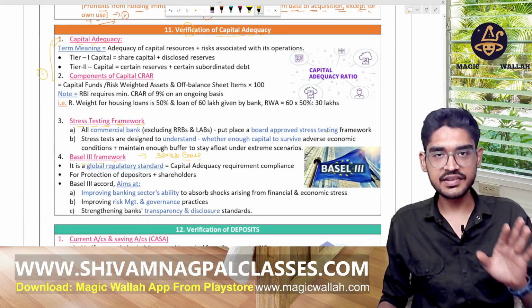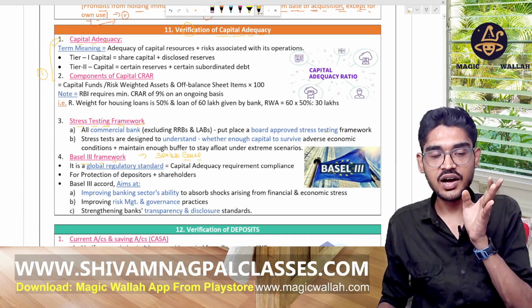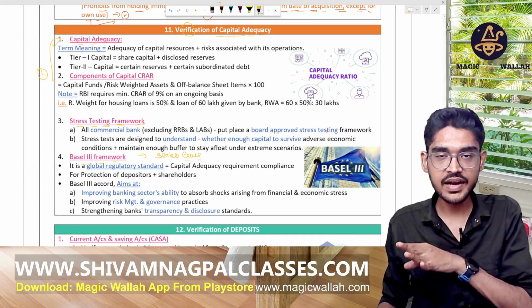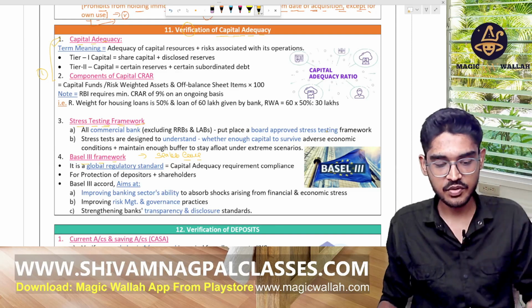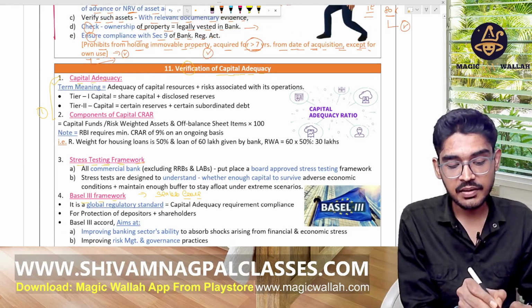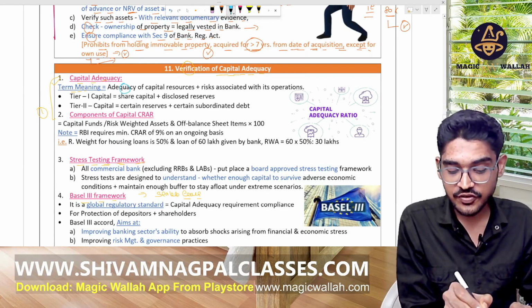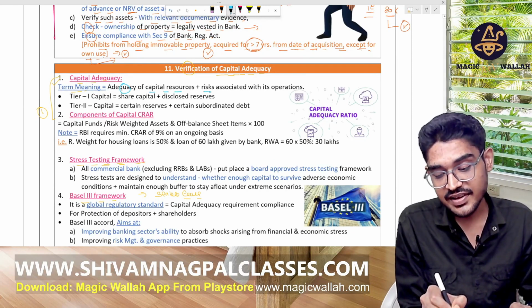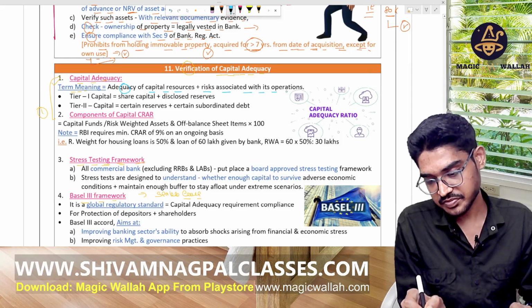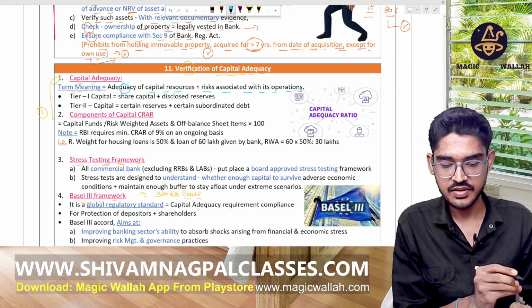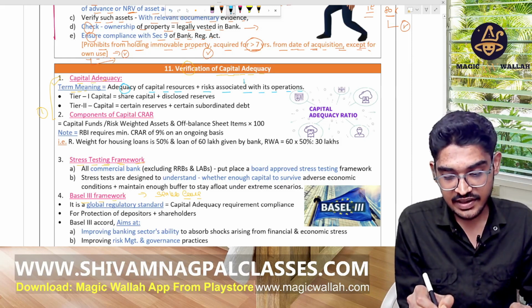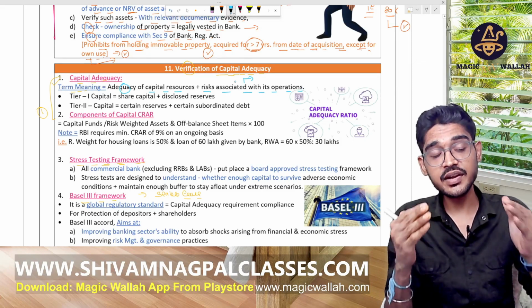So it will not be asked in your exam to calculate the amount using this formula. No, only theory will come in your exam. Okay. So the term meaning: what do you mean by capital adequacy? The adequacy of the capital resources plus the risk associated with its operation. So they have to maintain enough capital so as to reduce their risk also.